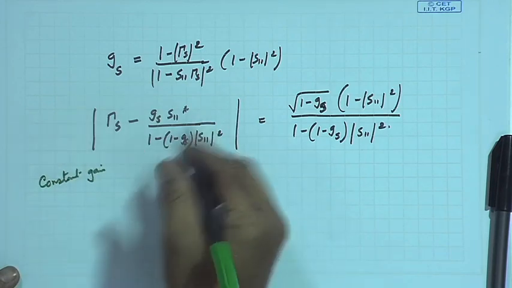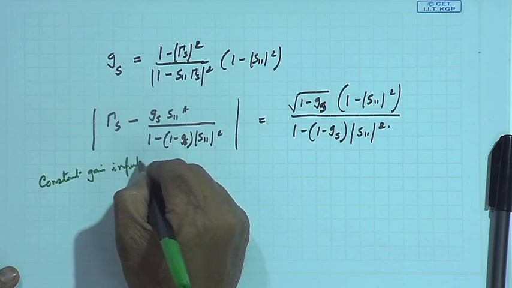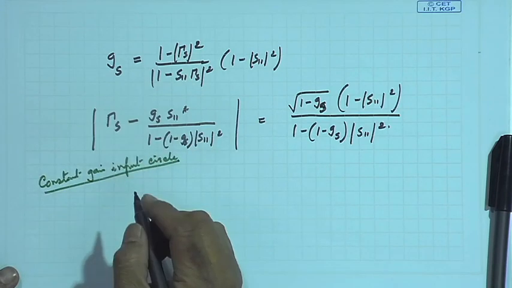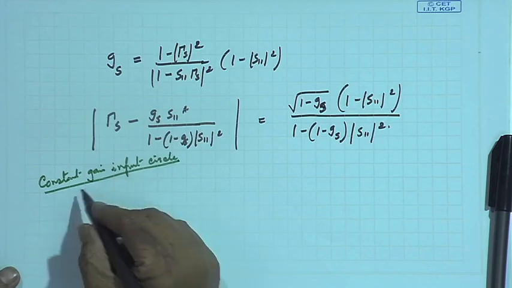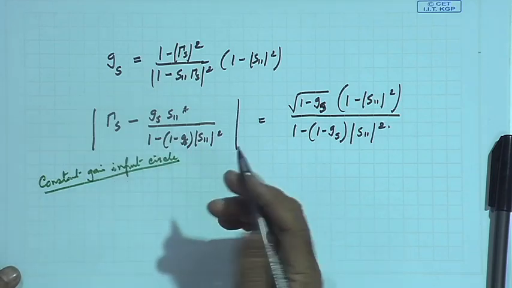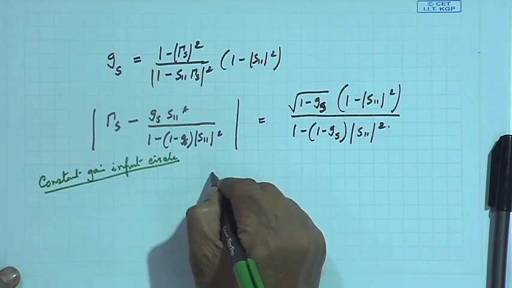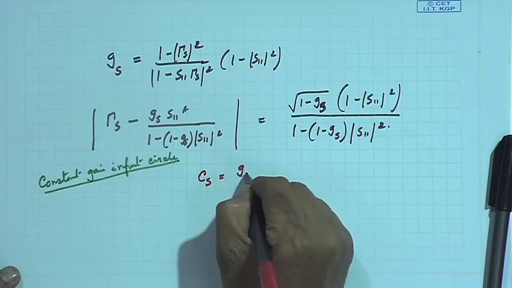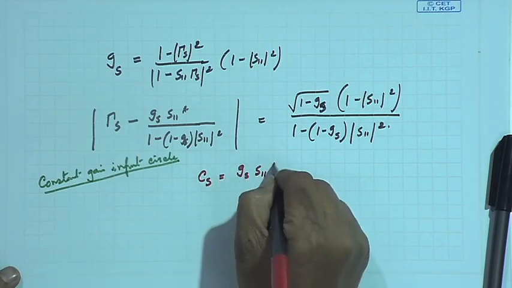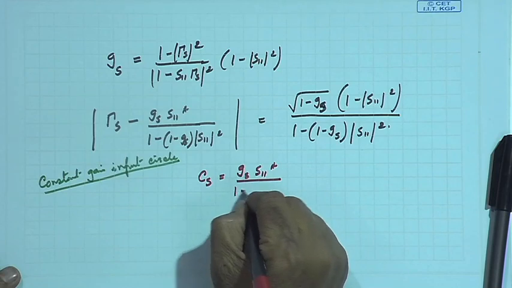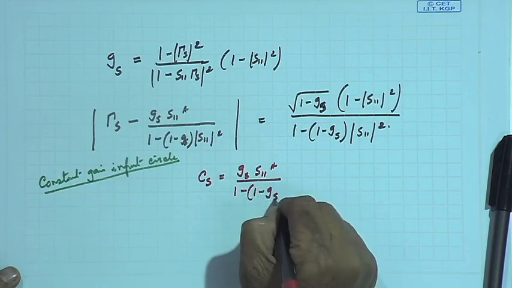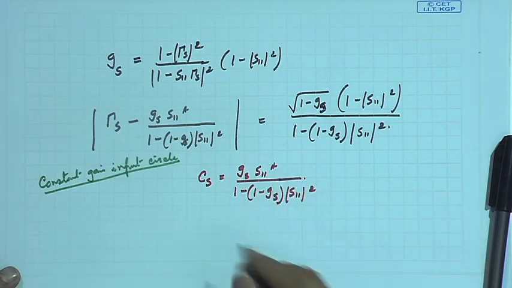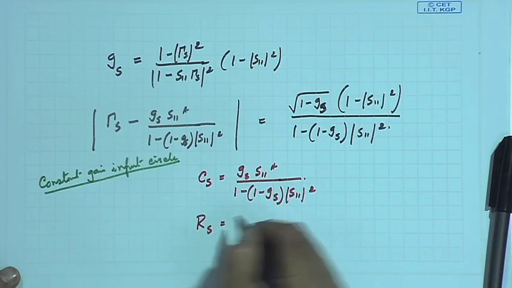gain input circle, because here we are choosing the input side. So, constant gain input circle or constant gain circle for input section. So, what will be my Cs? Cs will be Gs S11 star by 1 minus Gs S11 square, and what will be my radius?